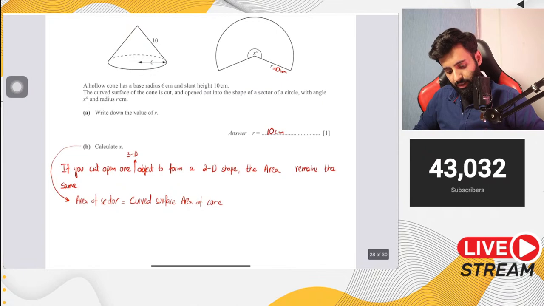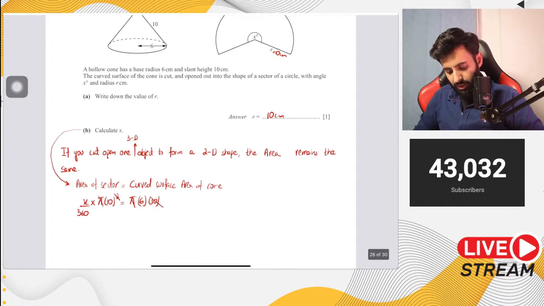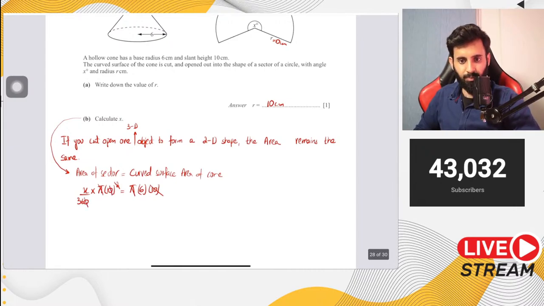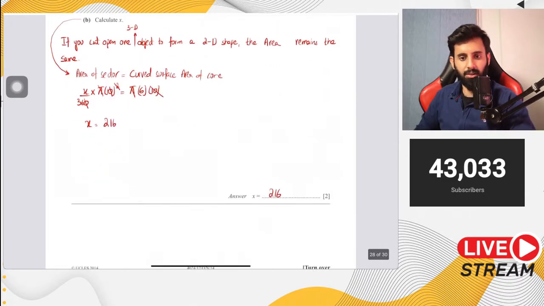So let's calculate the area of sector. X upon 360 into pi into 10 squared is going to be equal to the curved surface area of a cone, which means pi r l. So we cross out the pi, cross out the square from 10 squared and this 10 altogether, and then the 0 of the 10 and the 0 of 360. Then all you have to do is cross multiply. If you cross multiply correctly, you will get 6 into 36, which means 6 cubed, which is equal to 216. So there you go, you have 216 as your answer.